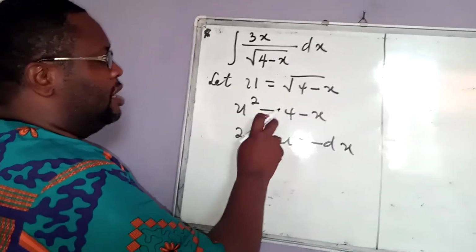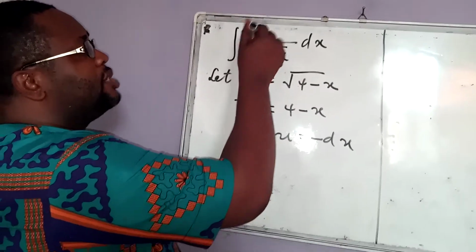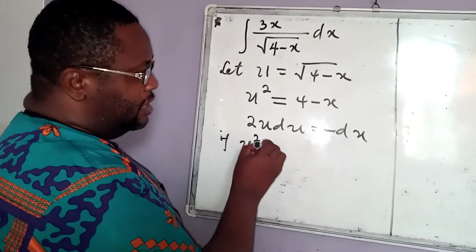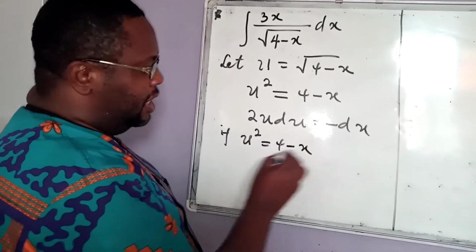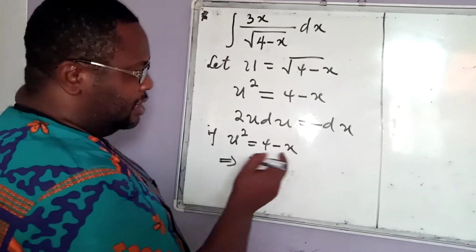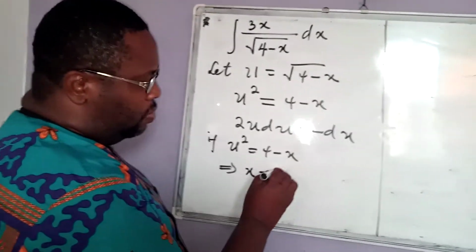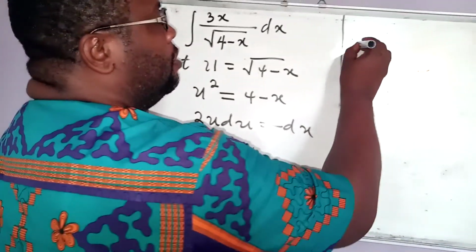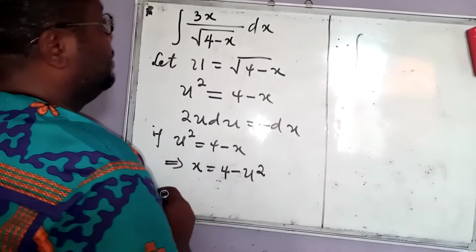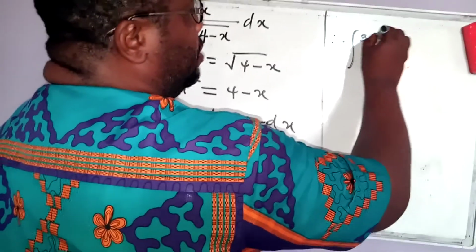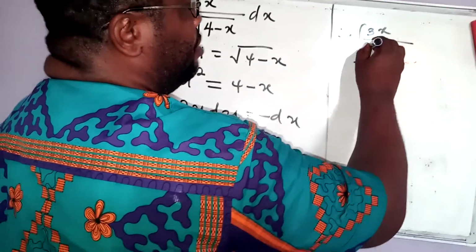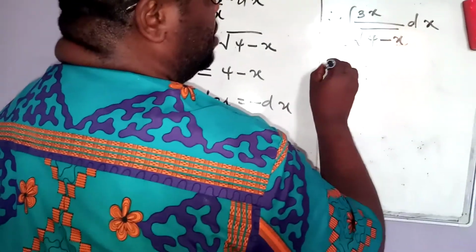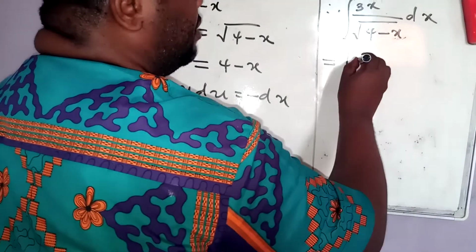And then we come back again here, we need to get something for x because I'm seeing x here. So if u squared is equal to 4 minus x, then what that simply implies is that x is equal to 4 minus u squared. Therefore, the integral of 3x divided by square root of 4 minus x dx now simply becomes the same thing like we are integrating 3.